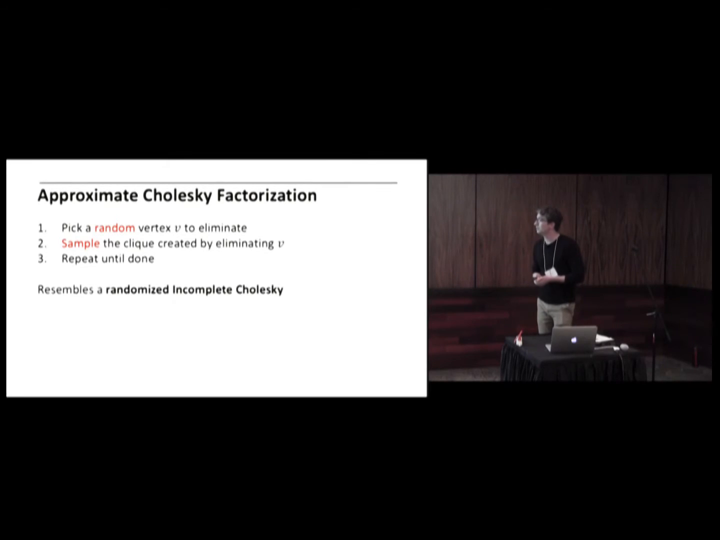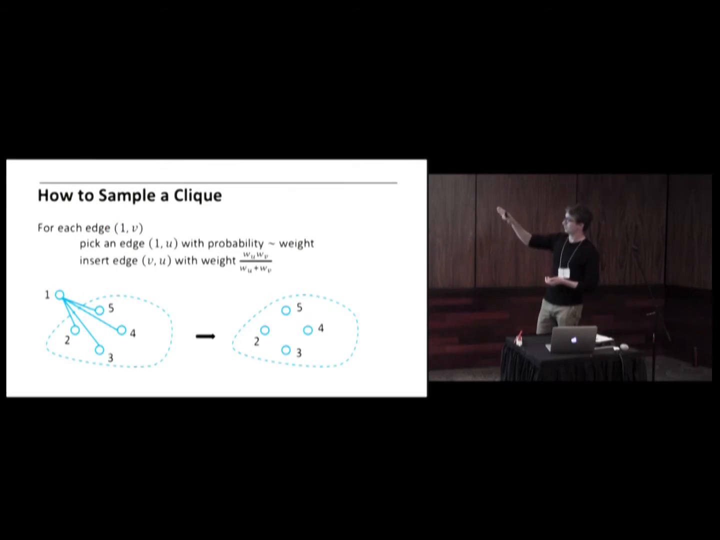Okay, so let's do the sampling. How do we sample a clique? Let's do an example. We want to eliminate vertex 1. It has neighbors 2 through 5.